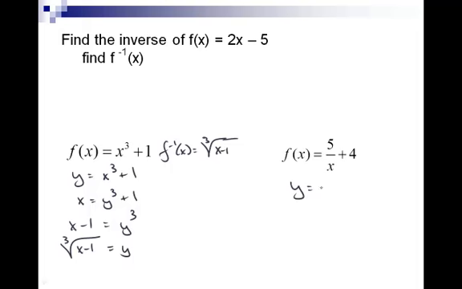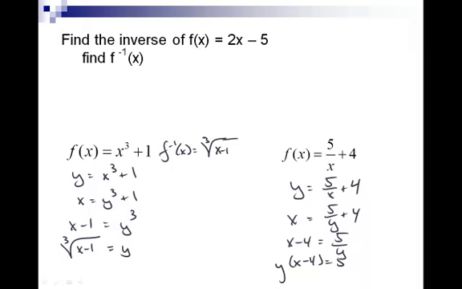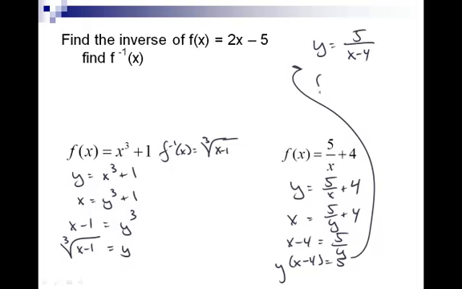Looking at this example, again, replacing f of x with y so that I can switch my x and y positions. Subtract 4, multiply both sides by y, and then, I'm running out of room, and then divide by x minus 4. And that's the f inverse for the second function. Okay? So, if you found those successful, you're doing very well. Take a look at these examples if you need to further.